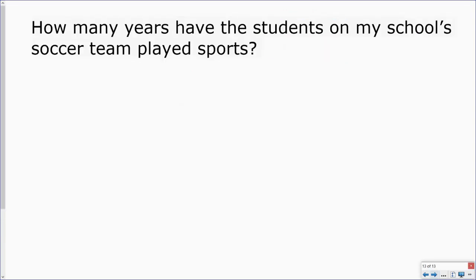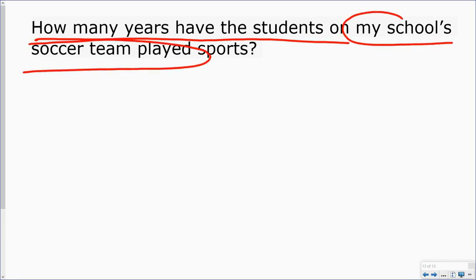How many years have the students on my school's soccer team played sports? So again, I can collect data because I can look at how many years the students have been on the soccer team. And it says my school's soccer team played sports. So I'm asking the entire soccer team. That means I'm getting a variety of data. So I'm collecting data from a variety of people, getting a variety of answers. So yes, this one would be a good statistical question.